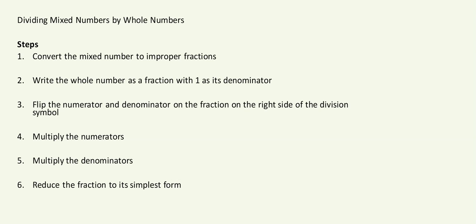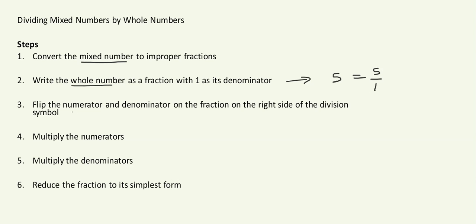So what do we do to divide mixed numbers by whole numbers? We will first convert the mixed number to an improper fraction. We're going to write the whole number as a fraction with 1 as its denominator. Always take note that this fraction is going to be an improper fraction as well. So in this case, if I had 5 as the whole number, I'm going to write this as 5 over 1.